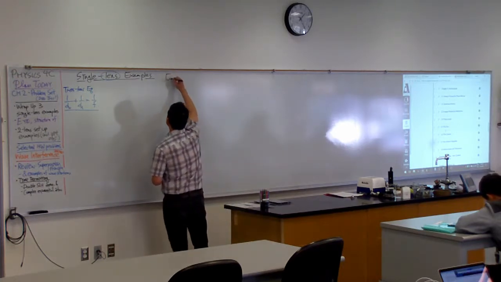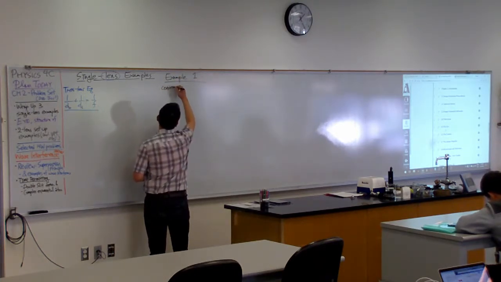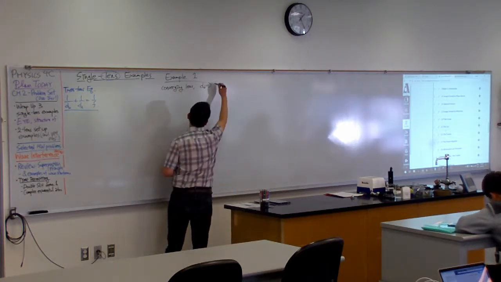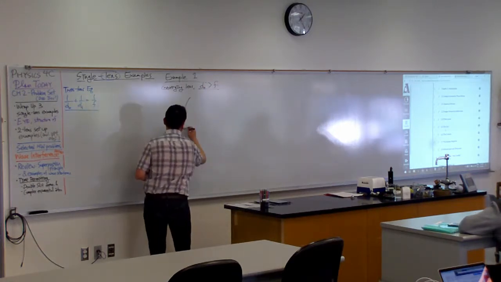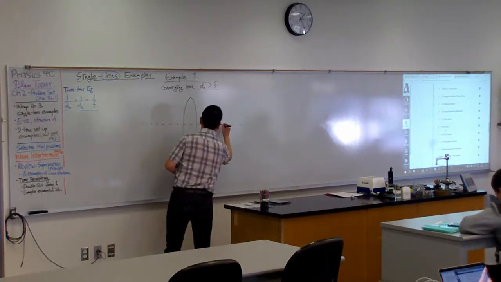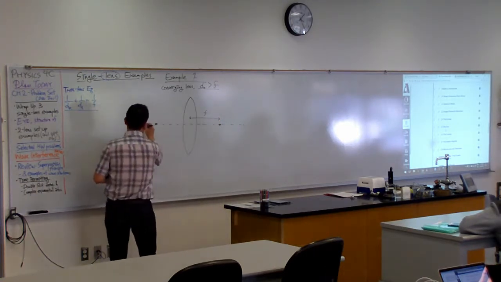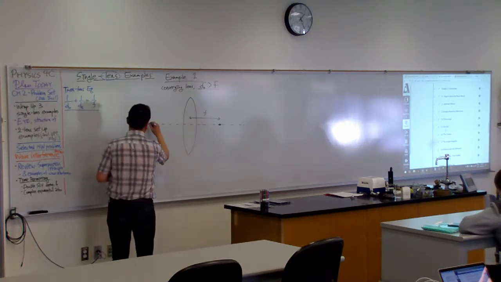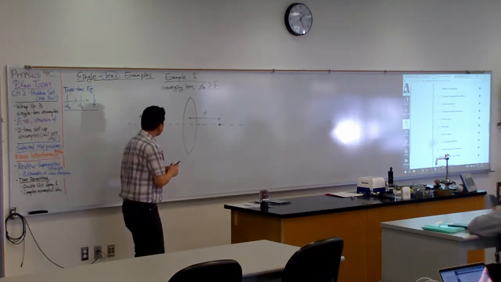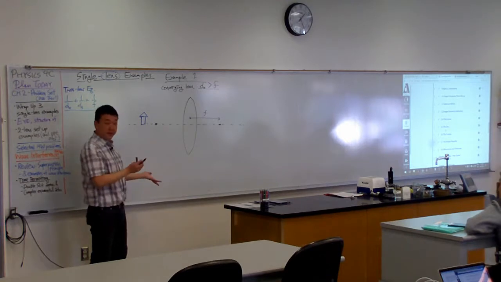So example one is with a converging lens. And the object distance is greater than the focal length. So here's the lens. If this is the focal length, then the object is placed somewhere out here, for example. You guys saw the example 2 and 3, so we'll get to those. But let me just go through each example one at a time.